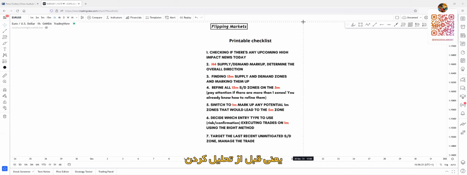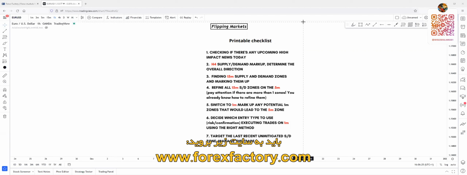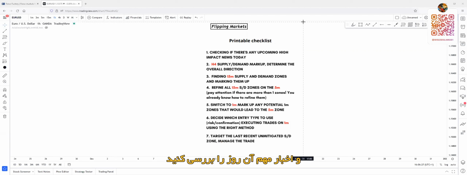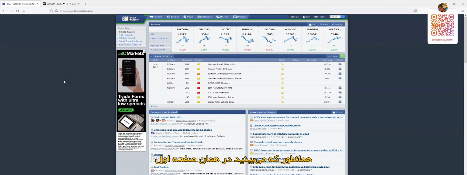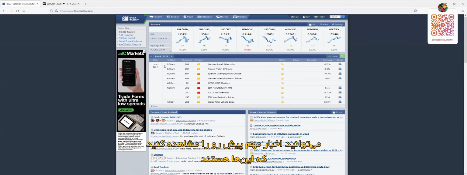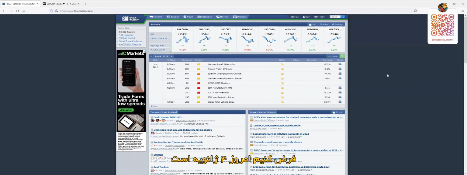It means that before you do your markups or do anything related to trading, you have to open forexfactory.com and check the upcoming high impact news. So I will just open forexfactory.com, as you can see, and on the front page, you'll be able to see the upcoming news, which are these. Let's say it's the 4th of January and you are trading on this day. The first thing you have to do is checking the upcoming high impact news. On this day, there will be 3 high impact news marked with red folders. As you can see, these are the red folder news, are the high impact ones.